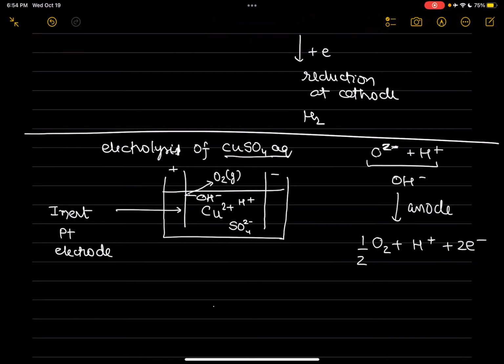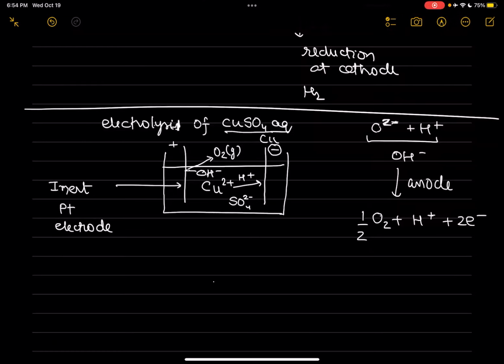And at the cathode you can take copper cathode, no problem in that. Copper has more tendency... Actually, metals generally lose electrons. Sahil, Imad, are you getting what I'm trying to say? Metals generally lose electrons, but copper, silver, and gold are the metals which have a tendency to accept electrons. That's why they are precious. Copper, silver, gold are used to make coins, because they don't lose electrons, they don't get oxidized easily.